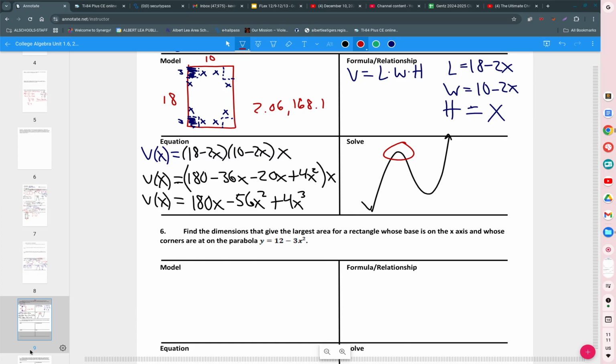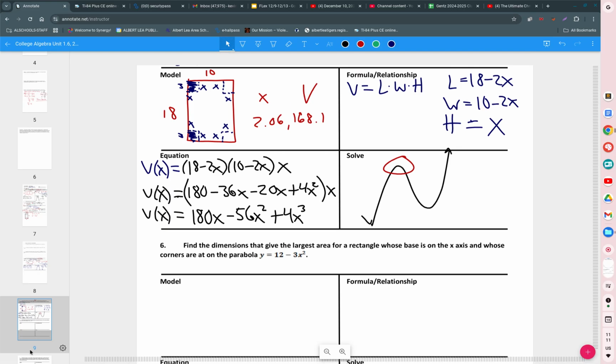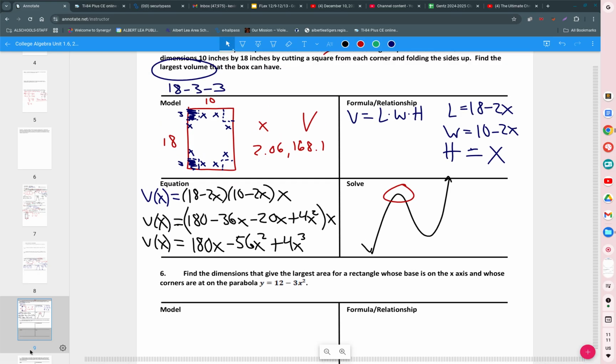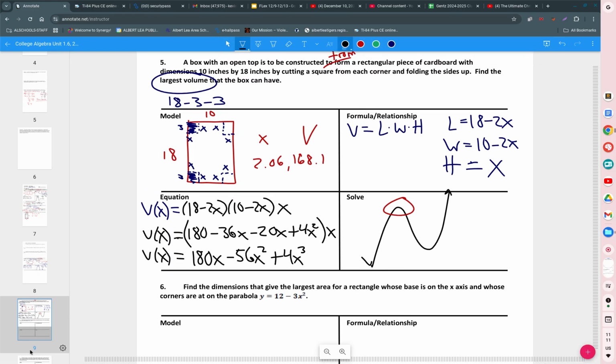Now as we finish here, we're right up against the bell, but look at what this represents. 2.06 is x, and 168.1 is y, or the volume. What is the problem asking for? What's the largest volume? The largest volume is 168.1 inches cubed. In order to achieve that, you cut a 2.06 square out from each side.